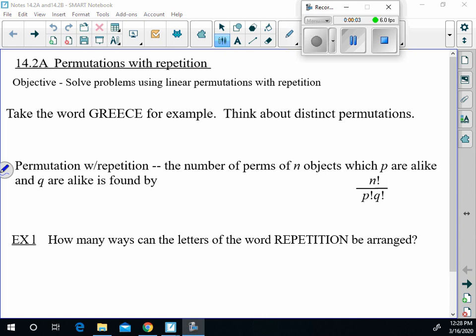Hi, welcome back, everyone. This is Pre-Calculus Honors, section 14.2a and b, which corresponds to section 11.1 or 11.2 in the notes packet. We're going to be dealing with permutations with repetition and circular permutations. Our first objective for today is to solve problems using linear permutations that have repetition in them.